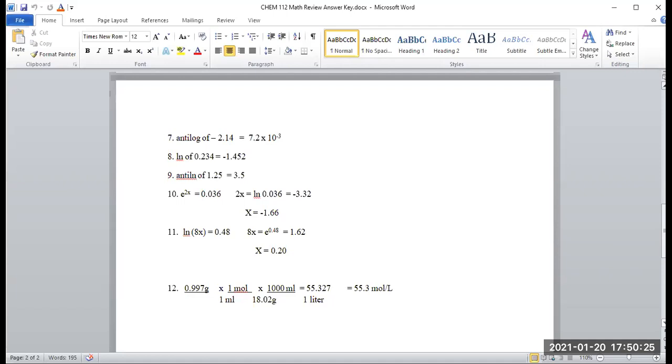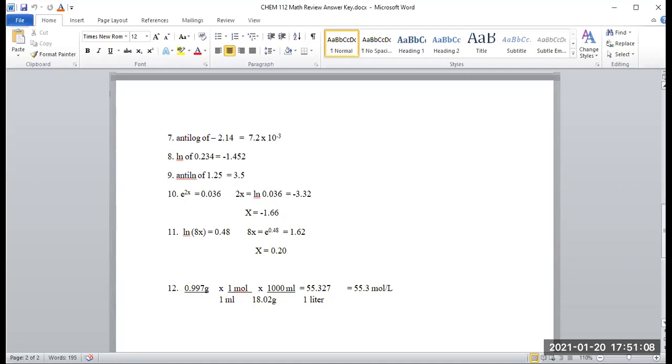The similar event happens for number 11, if you're doing natural log of 8x equals 0.48. If you take the anti-log of both sides, you get 8x on one side and e to the 0.48, which is 1.62. You then divide by 8 on both sides, and your x should be 0.2. Some of this will pop up again about 4 or 5 chapters from now. We will spend some additional time talking about unknown values in your logs.